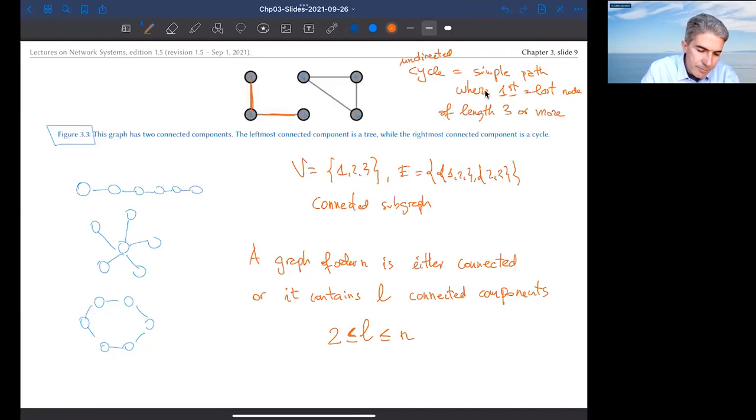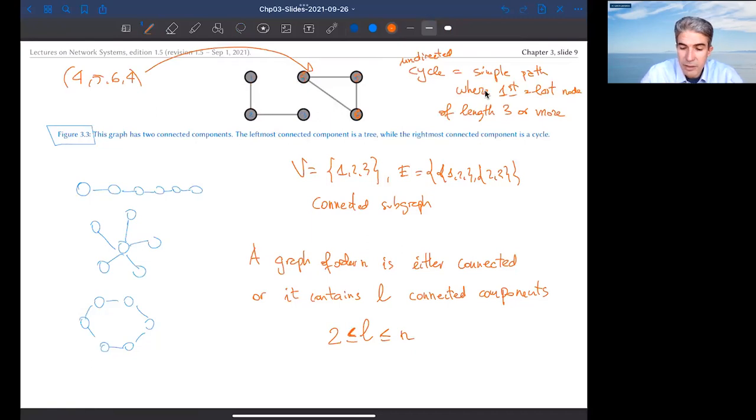Allow me to clarify. So I could imagine the path 4, 5, 6, and 4. Now, this path is a cycle in the graph. It's an undirected cycle. You go from 4, remember this is 6, right? This is 6, 5, and 4. I hope you can see.